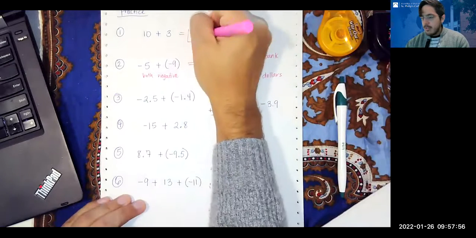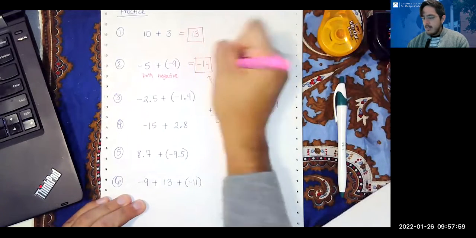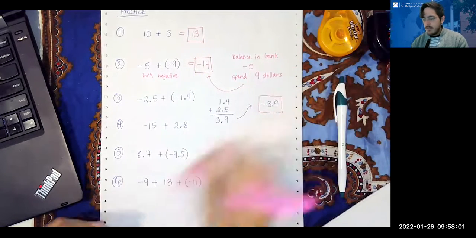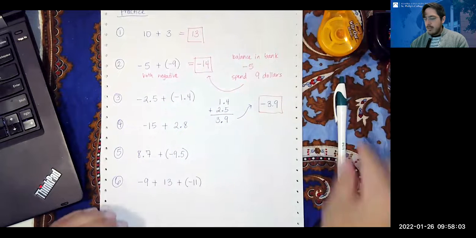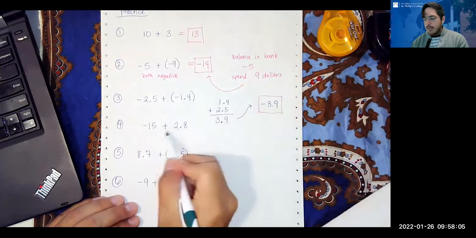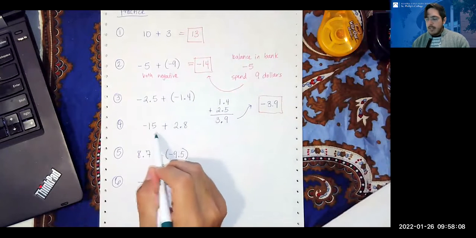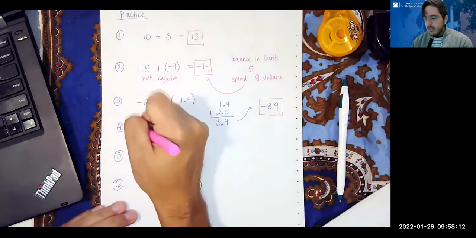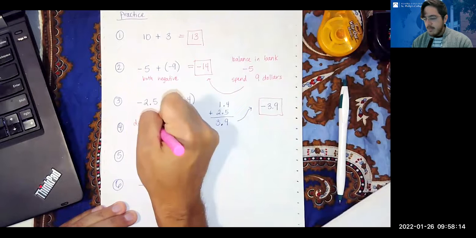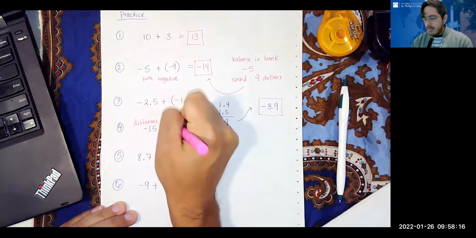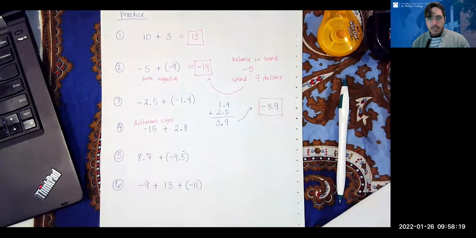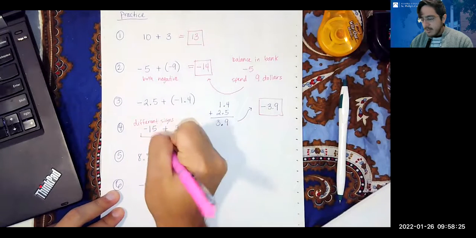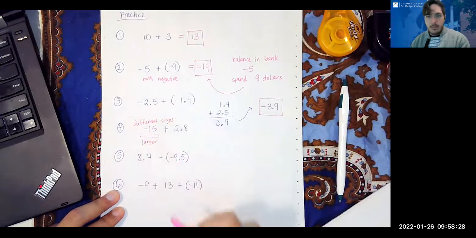Was everybody okay with these first three? Yes. Okay. We're going to do the same thing here, line up the decimals, but here we have different signs. So we have a different rule to apply for number 4. Different signs, which means we need to take the larger number and subtract the smaller, and then keep the sign of the larger. So this is our larger number. So our result should be negative.